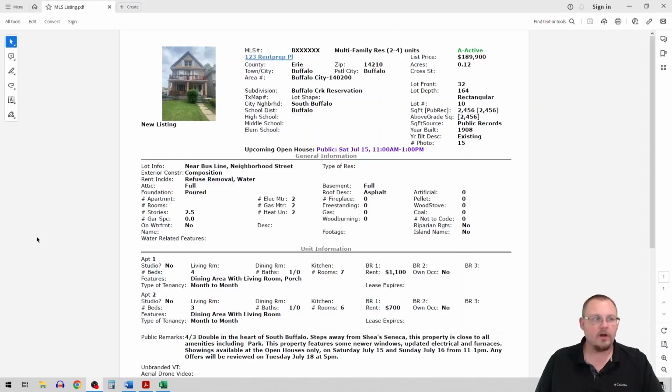So starting things off here, we have a printout of an MLS property. This is actually an active listing here in the Buffalo market right now, but I've gone ahead and edited out anything that would identify the property location, just so that we can take a look at the property a little bit more anonymously, if you will.